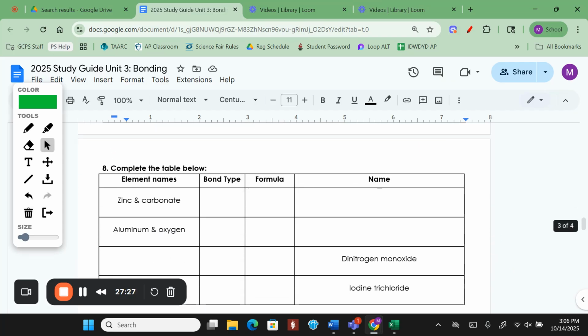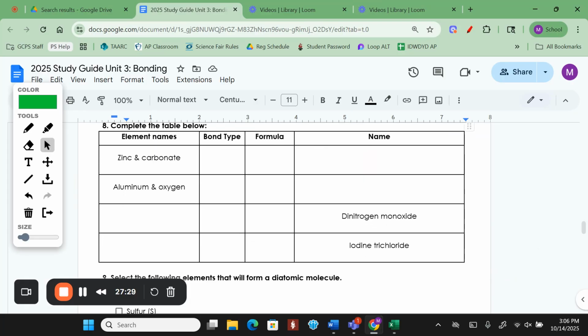In question number 8, we are going to name or write the formulas of ionic and covalent bonds. I would also do a lot of practice with ionic and covalent naming and writing formulas because that is kind of heavy on the exam. So our elements are zinc and carbonate. Zinc is Zn, and it's a transition metal. So a little hint, hint, wink, wink.